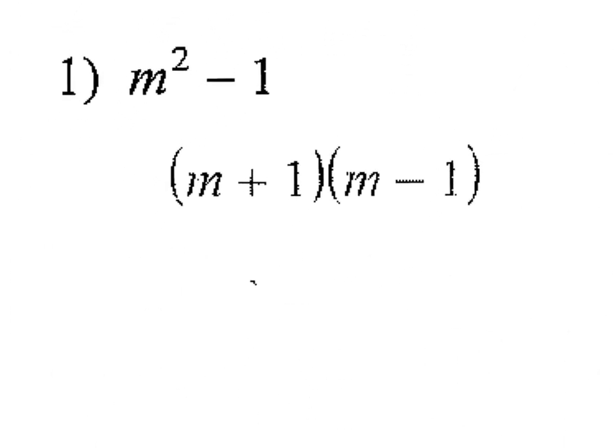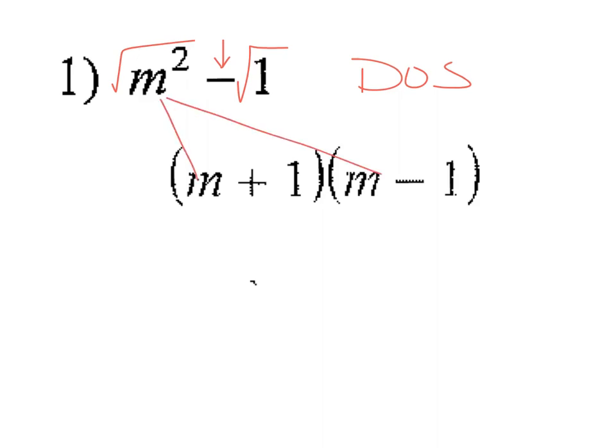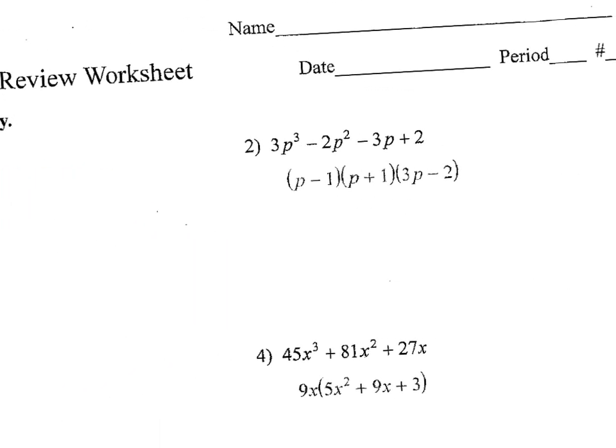So on number 1, hopefully you picked up that this was a difference of squares, right? So DOS, difference of squares. Keeping in mind that I can square root or break down that m squared. I've got a negative sign right there, and I can square root the 1. So when we break it down, the m squared goes to m, and then you have a plus 1, minus 1.